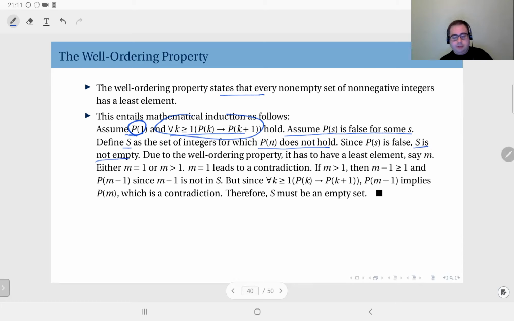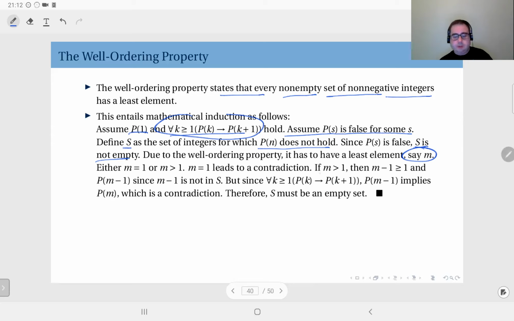Okay, now S is a set consisting of integers. It's not empty, as we have established. Okay, so it's a non-empty set of non-negative integers. Therefore, by the well-ordering property, it must have a least element. Let's say that least element is M. Now, if M equals 1, that's a contradiction because we have assumed P1 is true. Okay, therefore 1 cannot be in the set S. That's a contradiction. So let's look at the case where M is greater than 1.